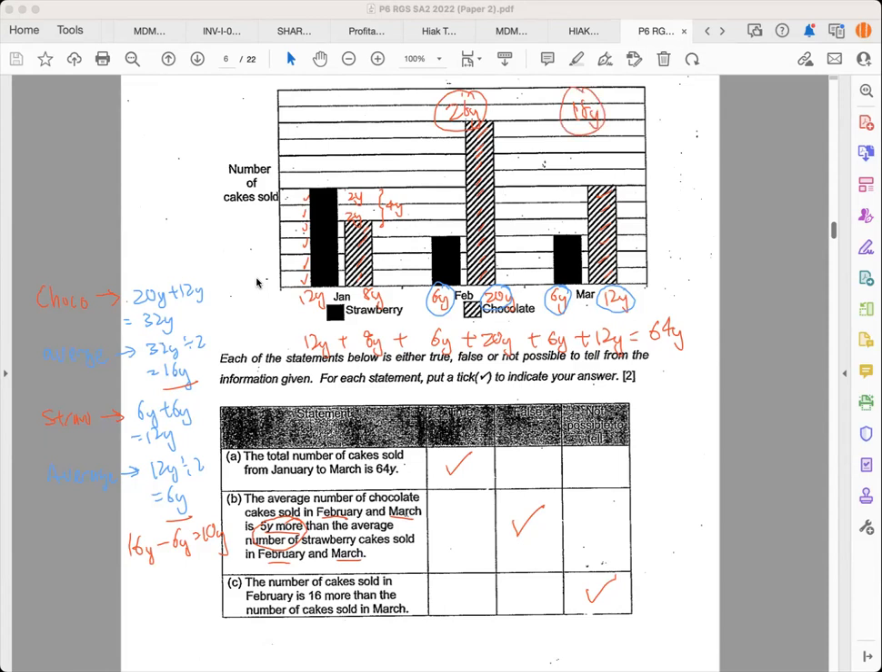Indeed, the cakes sold in February is more than that in March. But to know whether the difference is exactly 16, we wouldn't know, because we do not know the value of y. So that is why it is not possible to tell. Let's look at question number 6.